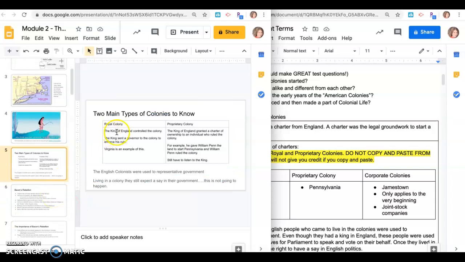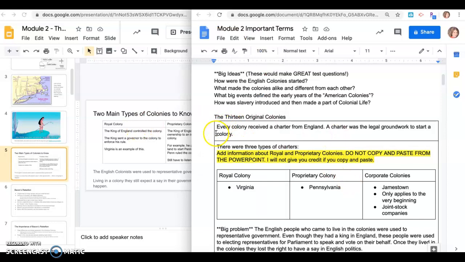All right, so there are two types of main colonies that you need to know, and this is where we're going to start filling things in. Every colony had to receive a charter from England, and a charter was the legal groundwork to start the colony. So there were three types of colonies, but the corporate colony doesn't last long. That really is only associated with Jamestown. There were things called joint stock companies, which were businesses that people funded to send people across the Atlantic Ocean to come to the Americas. The two colonies that you really need to know about are royal colonies and proprietary colonies.